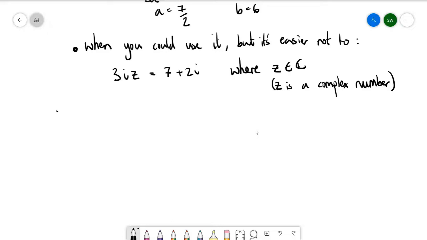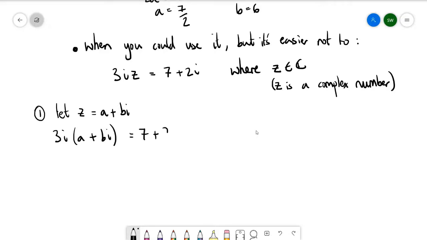So what this method would involve is saying, well, we're told that z is a complex number. Obviously, it needs to be a complex number. So let's just say that let z equal a plus bi. And we're going to try and find out what a and b are. So this would be method 1. So we basically know that 3i multiplied by z, which we're calling a plus bi, the complex number a plus bi, must be equal to 7 plus 2i.